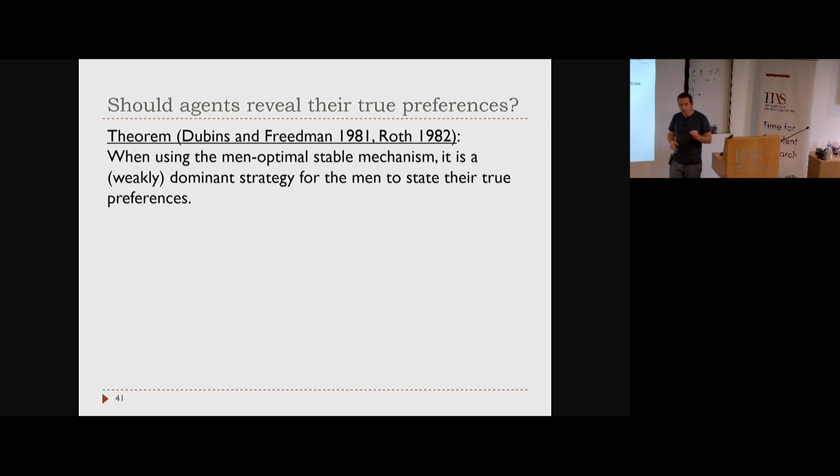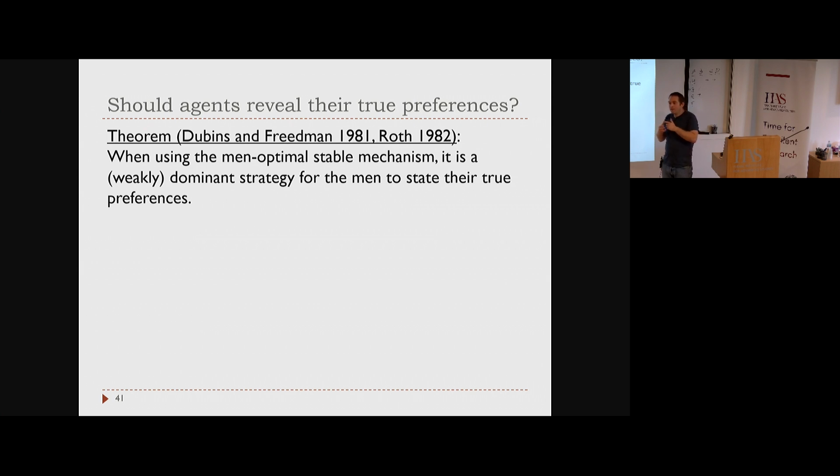Suppose that I'm a student that registered for either the Hebrew University or Tel Aviv University. Now, if I get accepted at both of those, I should say my true preference.